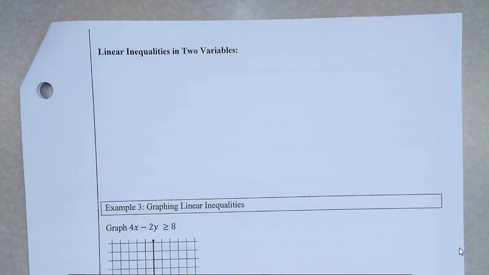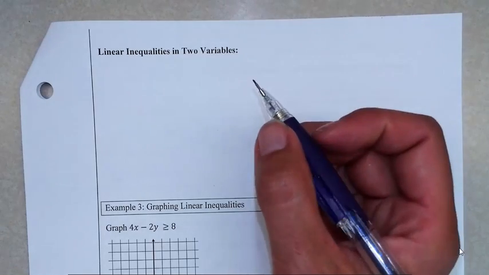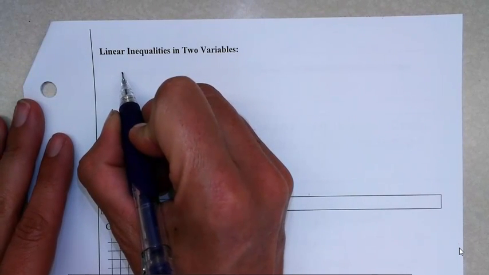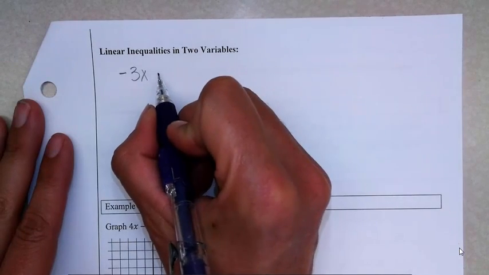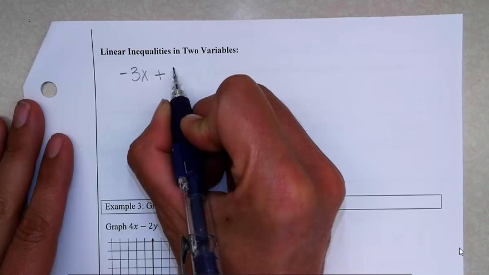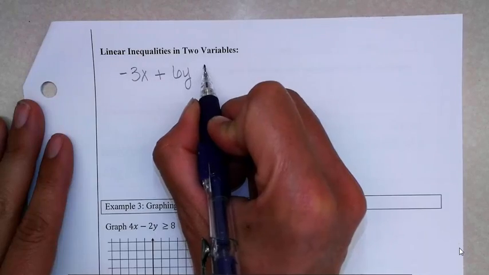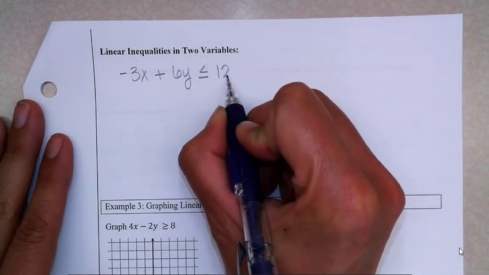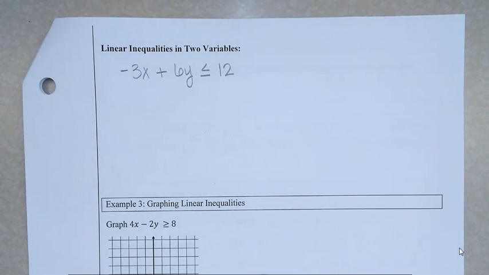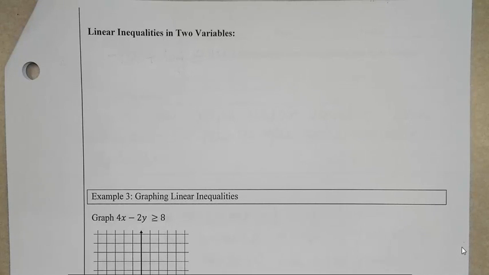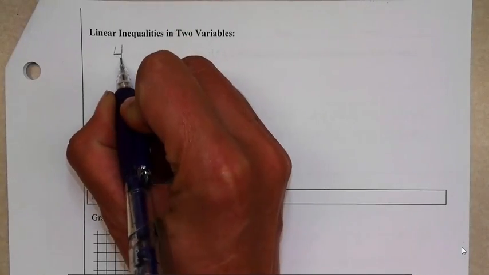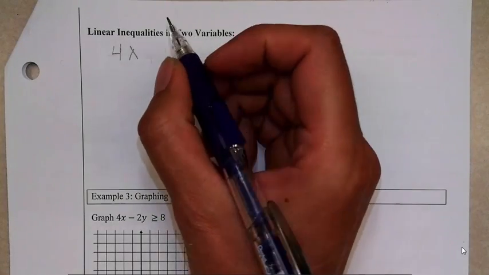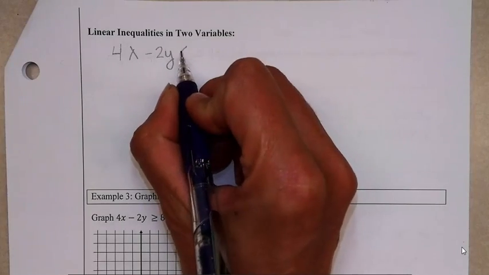Let's talk about linear inequalities in 2 variables. It's probably been a little while since you've seen this. Let's go with an example. What if I gave you -3x plus 6y is less than or equal to 12? So let's review linear inequalities in 2 variables, and I'm going to give you an example: x minus 2y is less than or equal to 8.